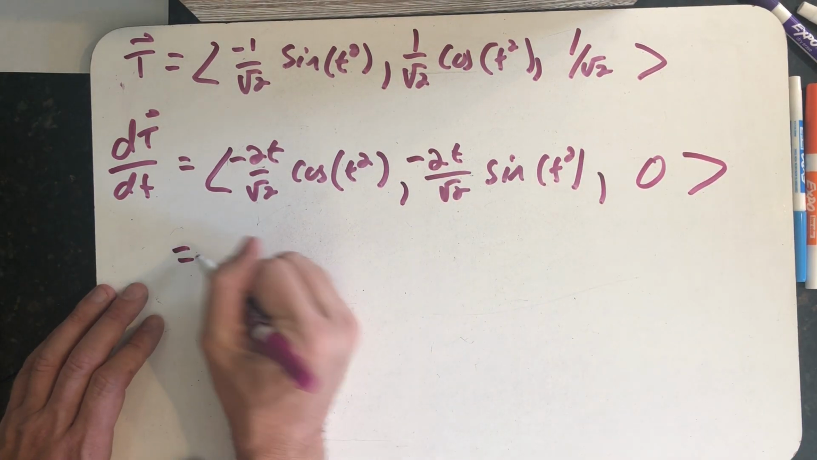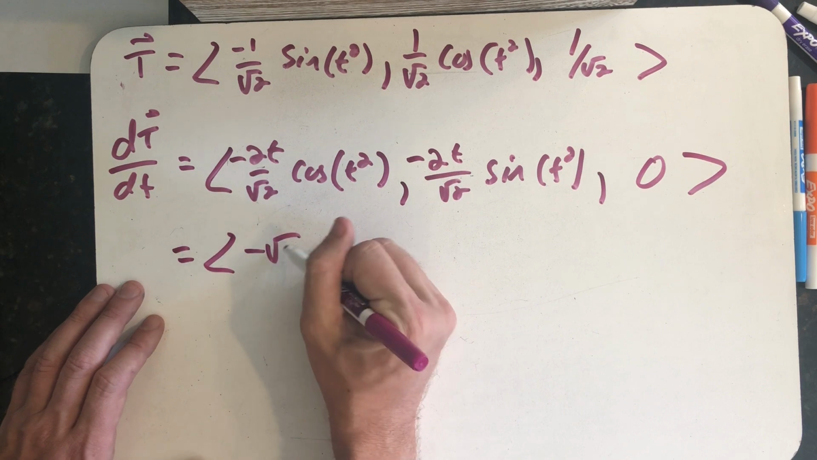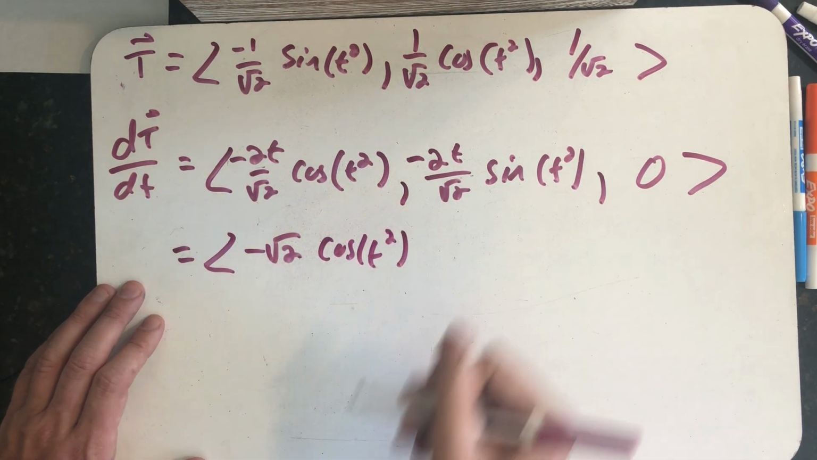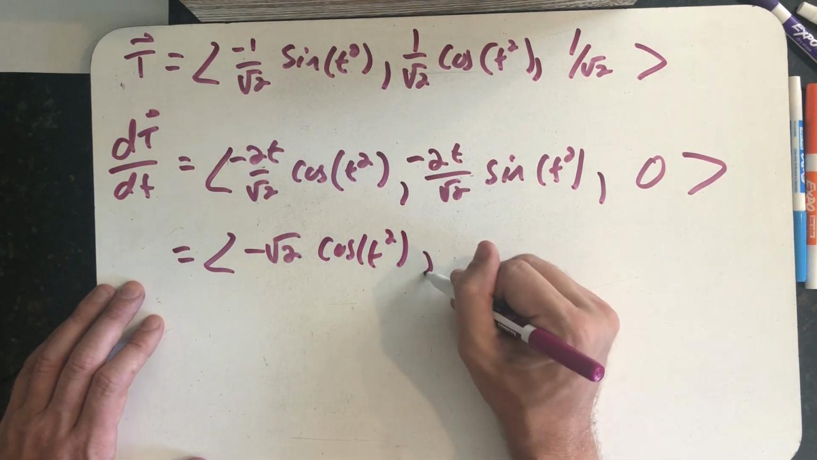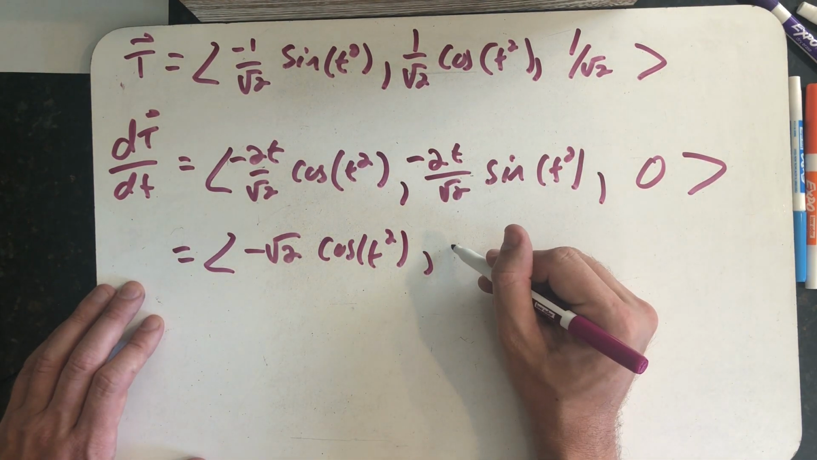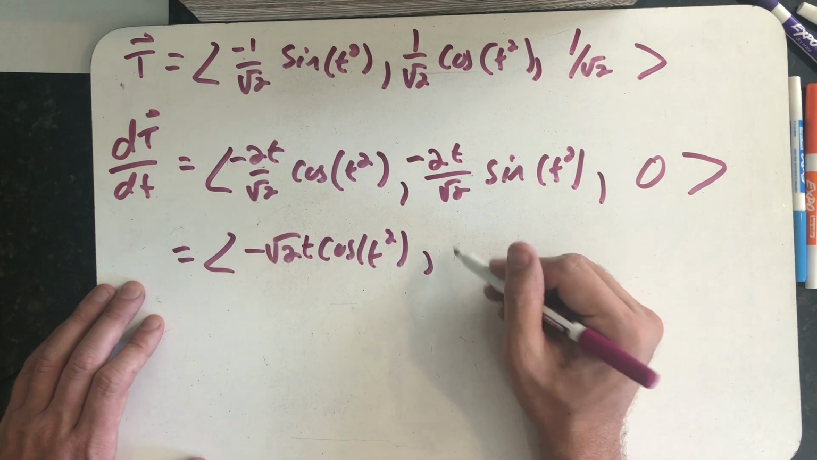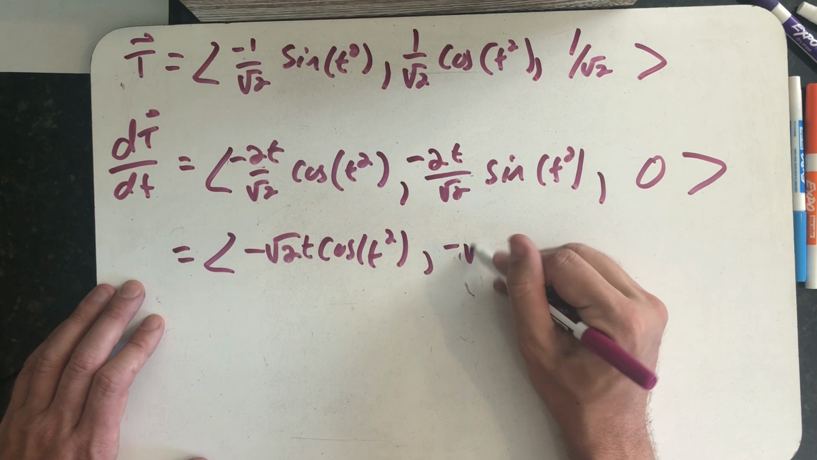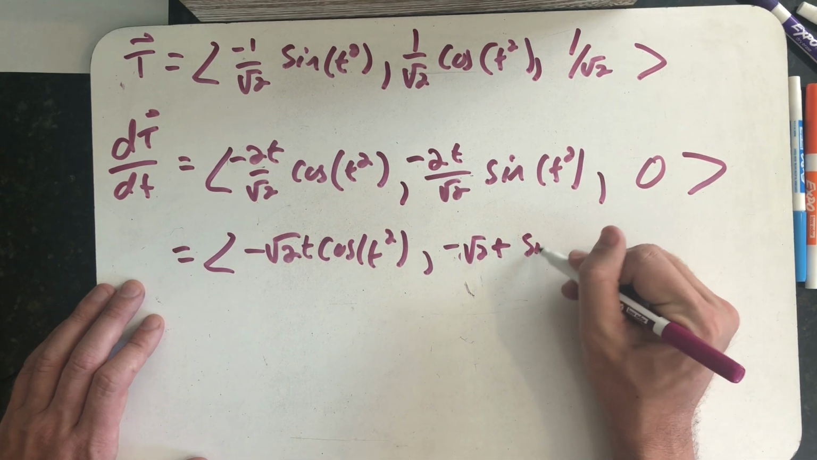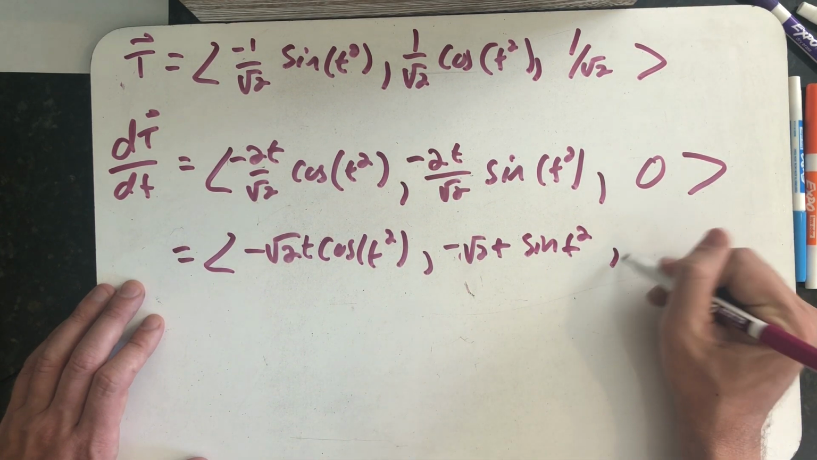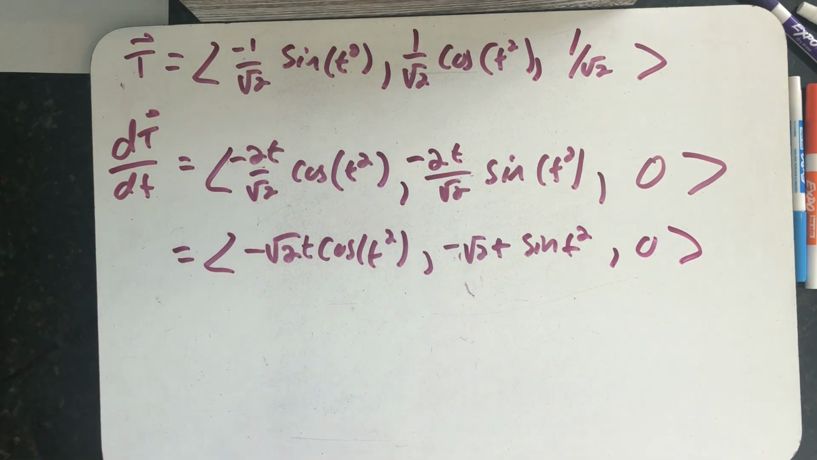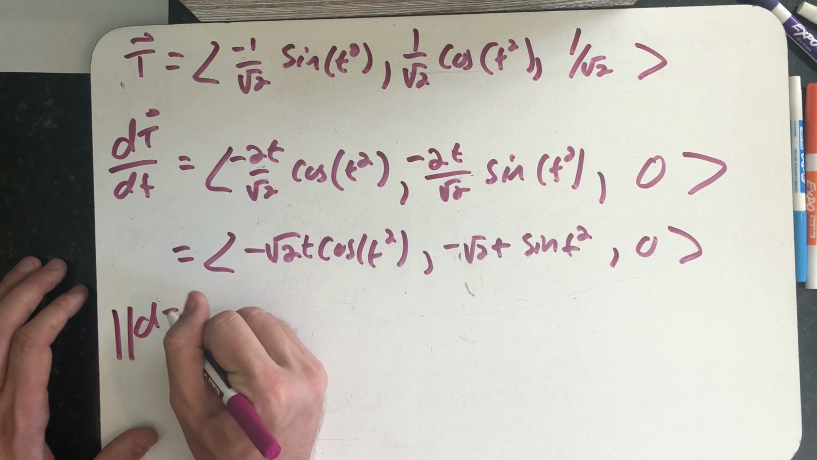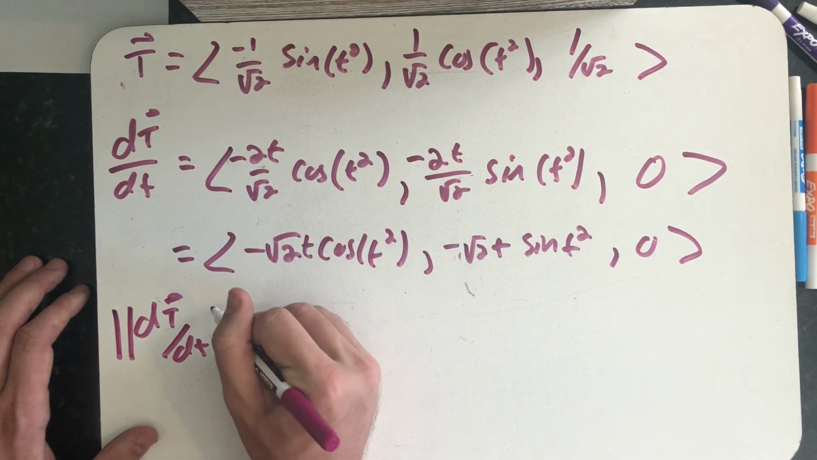All right, so let's see what happens here. I get minus root 2 t cosine of t squared, and then minus root 2 t sine of t squared, comma 0. Now I need to know that vector's magnitude. And from there, I'll be able to calculate both curvature and big N.